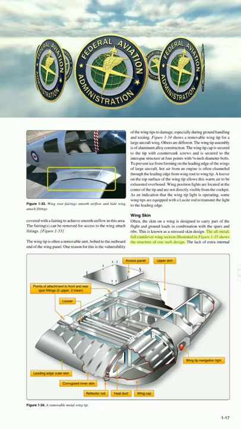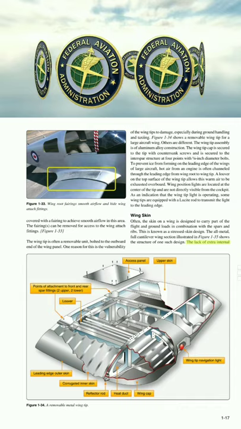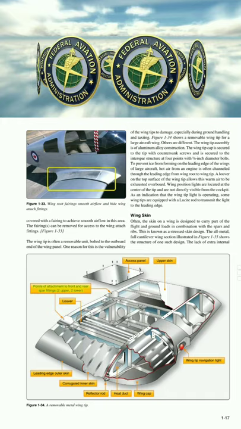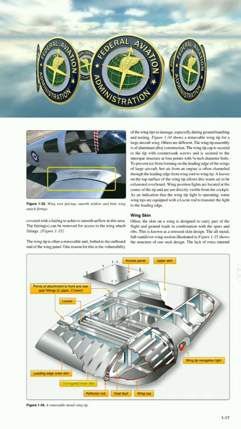Figure 134 labels: internal access panel, upper skin, points of attachment to front and rear spar fittings, two upper, two lower, louver, wingtip navigation light, leading edge outer skin, corrugated inner skin, reflector rod, heat duct, wing cap. Figure 134. A removable metal wing tip.